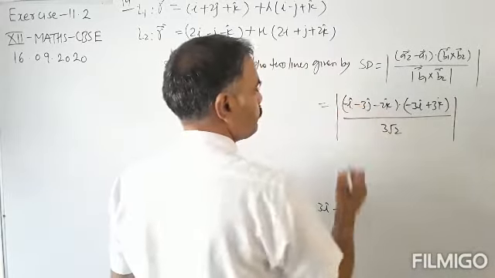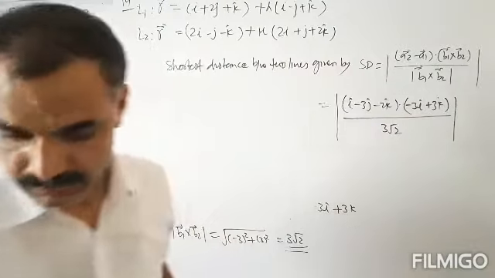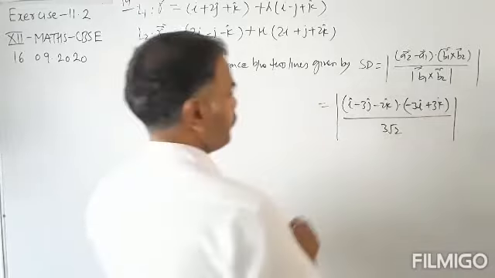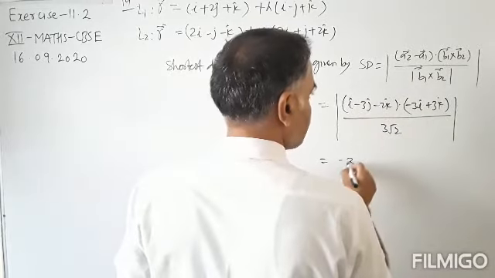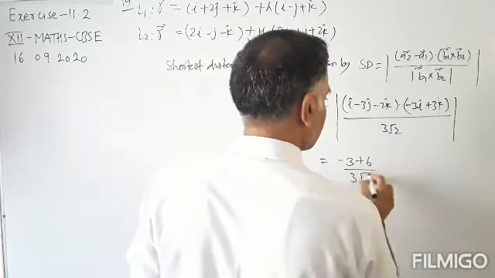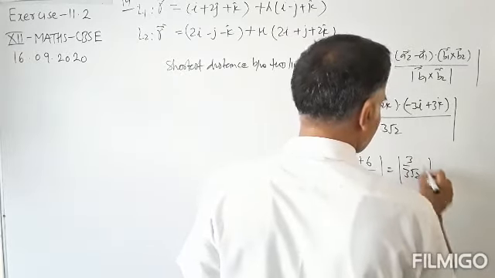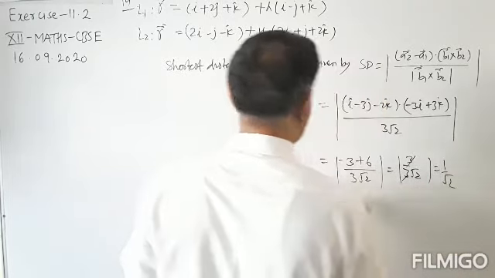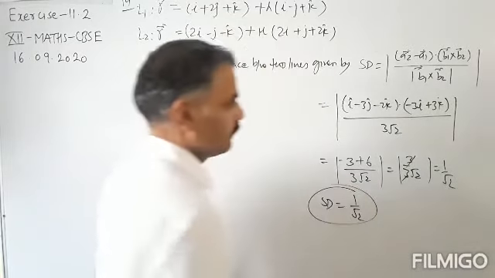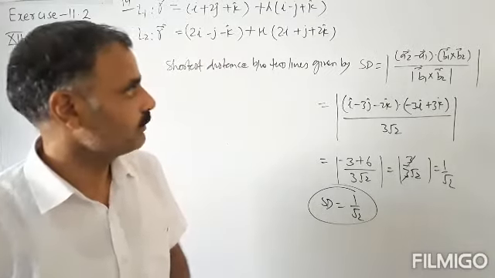Okay, so solving this, we will have minus 3 and minus minus plus 2 3 are 6 upon 3 under root 2. Okay, that is 3 upon 3 under root 2 equals 1 by under root 2. So this is the shortest distance, equal to 1 by under root 2. This is the shortest distance between two lines, that is 1 upon under root 2.